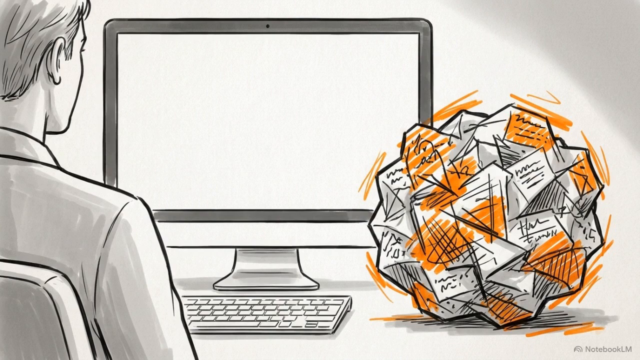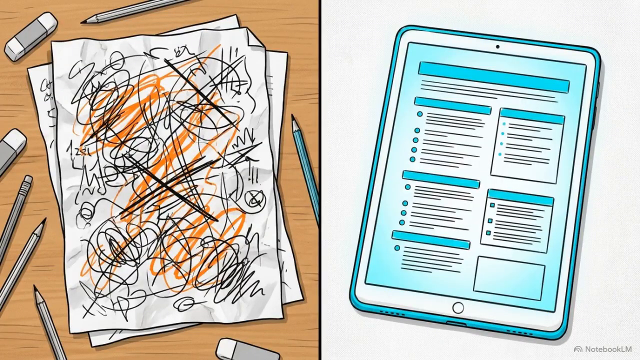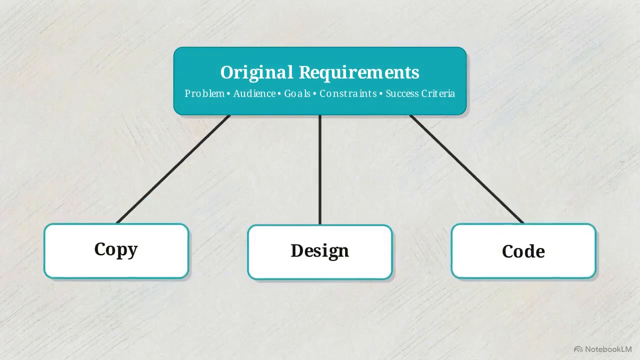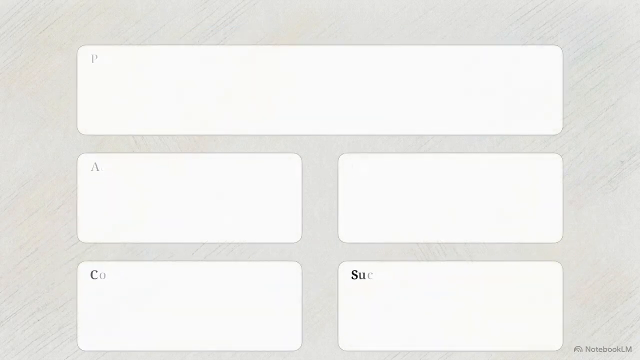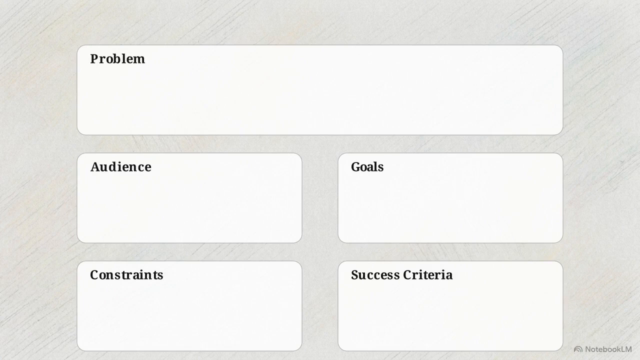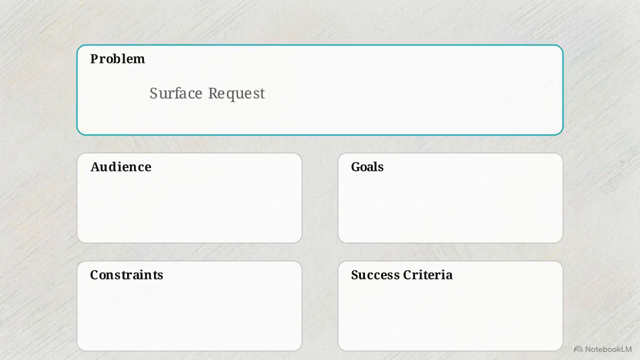Mentally select a project you are currently struggling to start, one that feels messy or ill-defined. Transforming a chaotic brainstorm into this structured brief protects the quality of your work from the very beginning. It ensures your later efforts remain anchored to the original requirements. Start by deconstructing your project into 5 core dimensions. Create headers in your document for problem, audience, goals, constraints, and success criteria.